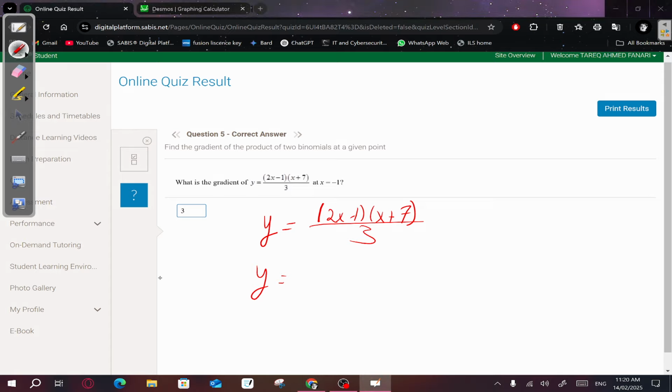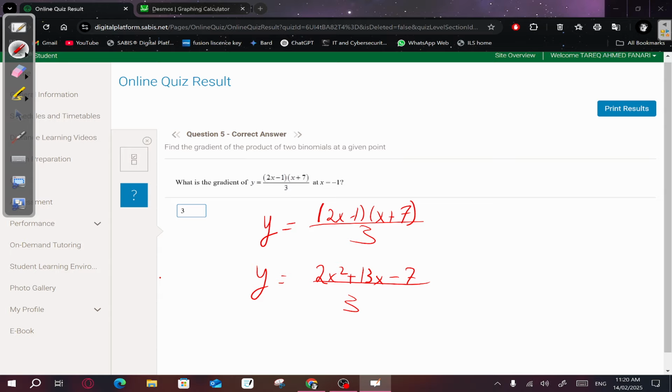What we're going to do first is expand this. This expands to 2x squared plus 13x minus 7. I just expanded this. You know how to expand? I just did it mentally, so it's very easy.